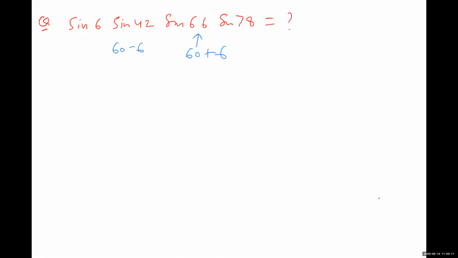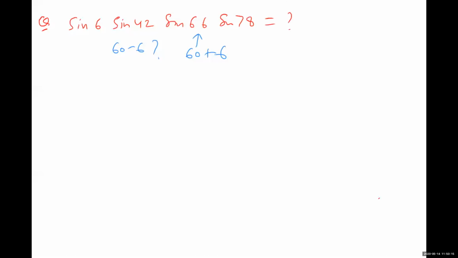Now a similar application: if I ask you sine 6, sine 42, sine 66, sine 78, what is this value? If you observe here, 60 minus 6, 60 plus 6. So 60 plus 6 is there, but 60 minus 6 is missing. So 60 minus 6 is equal to 54.